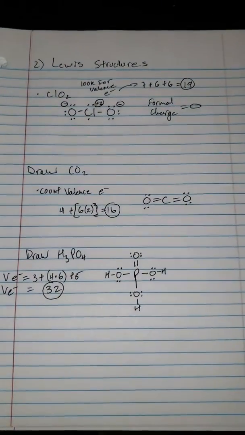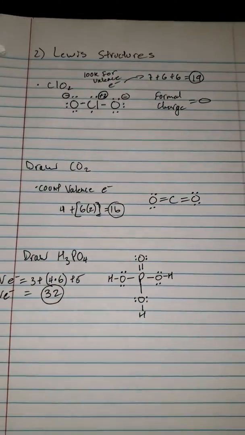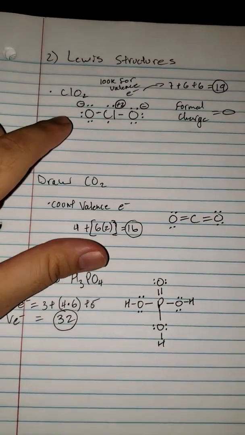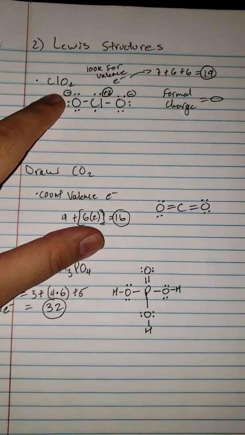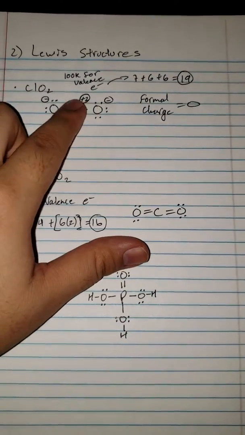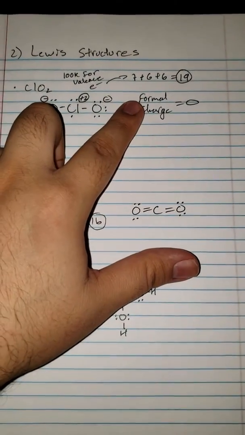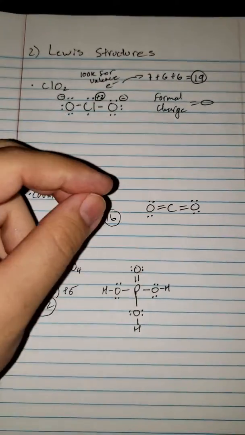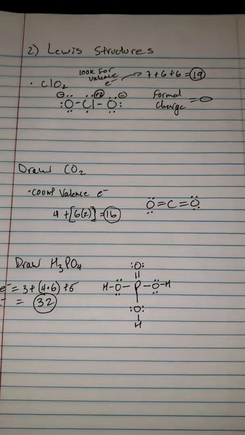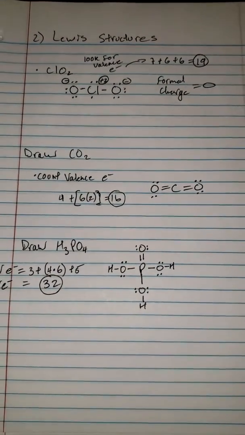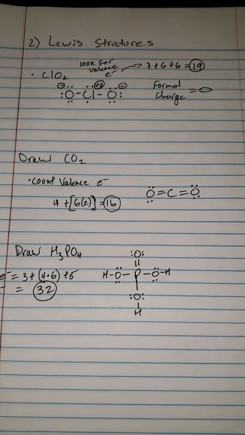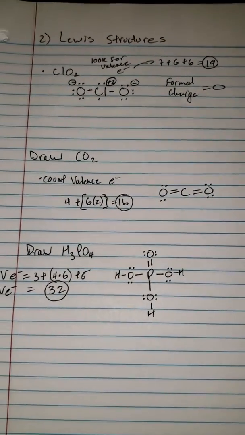For question 2, we have basically drawing Lewis structures. Here we have ClO2, and we have to look for the valence electrons. So we know that chlorine has 7 valence electrons. Each oxygen has 6. So 7 plus 6 plus 6 would be 19. We count it up. It's an odd number. So this is going to lead to a radical.